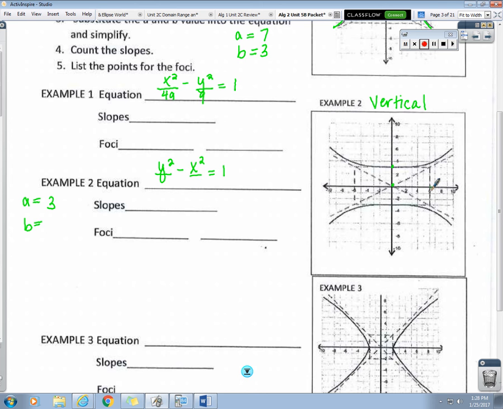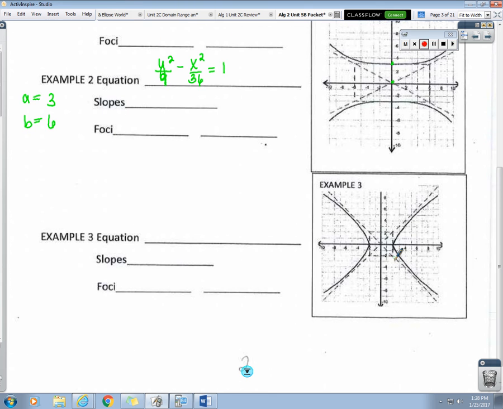From the center over to the box is how many units? 6. So when you plug those in, 3 squared will be a 9, and then 6 squared will be a 36. Eventually you'll have to draw them in yourself, but it's easy, don't worry. Okay, you try example 3's equation. Try to write the equation for this hyperbola.